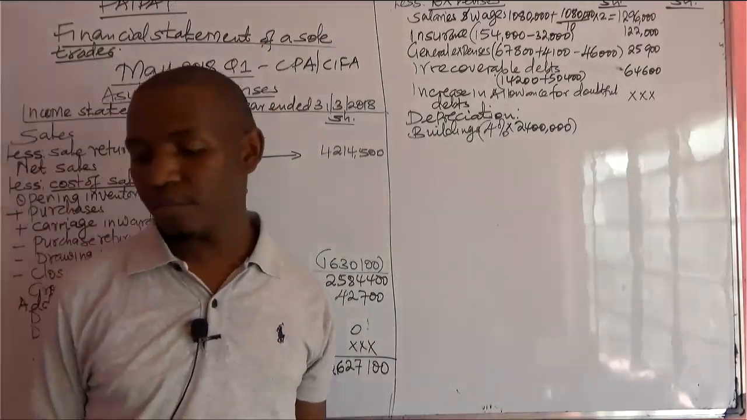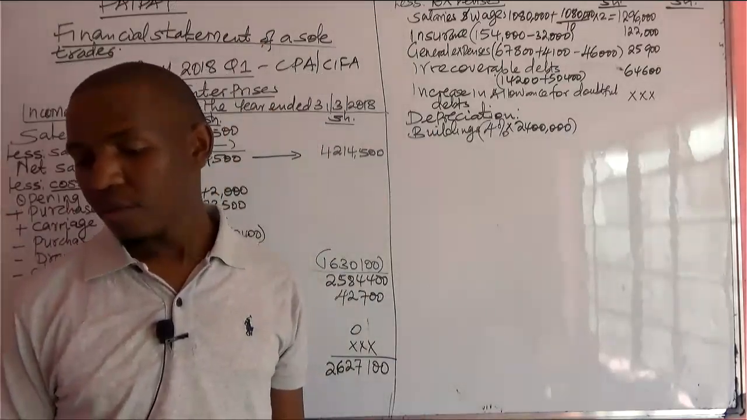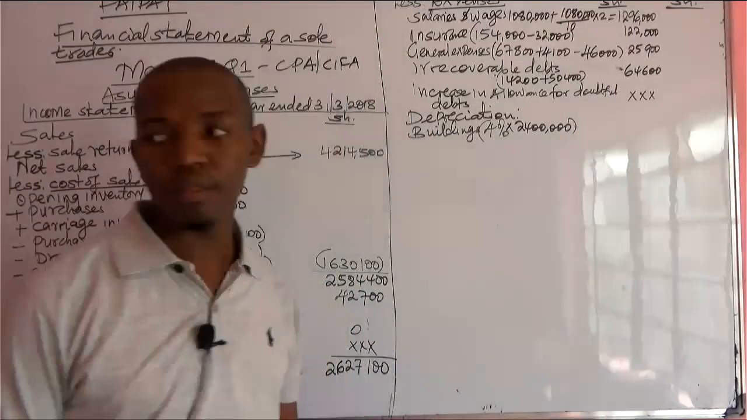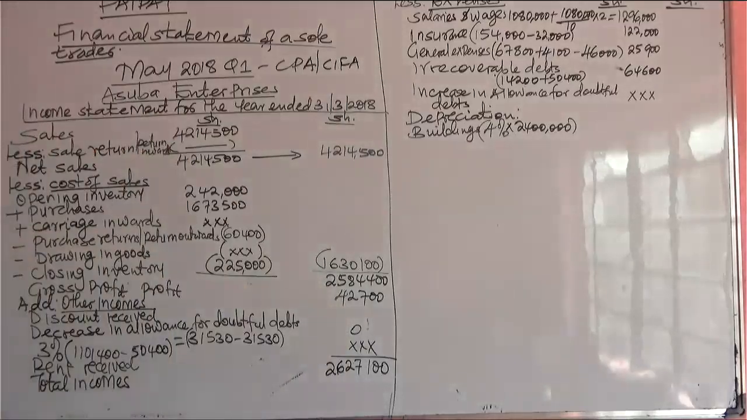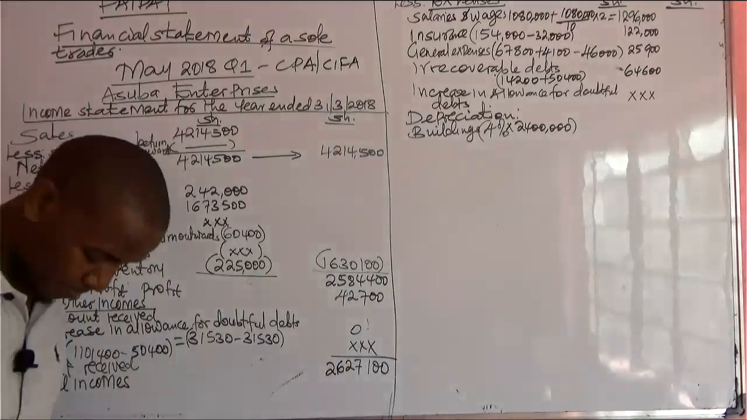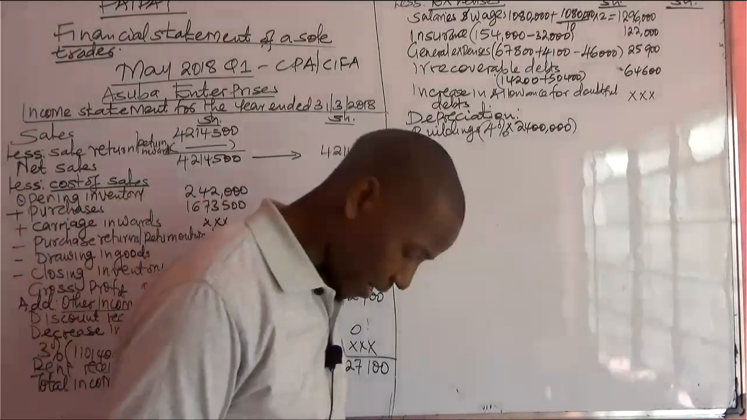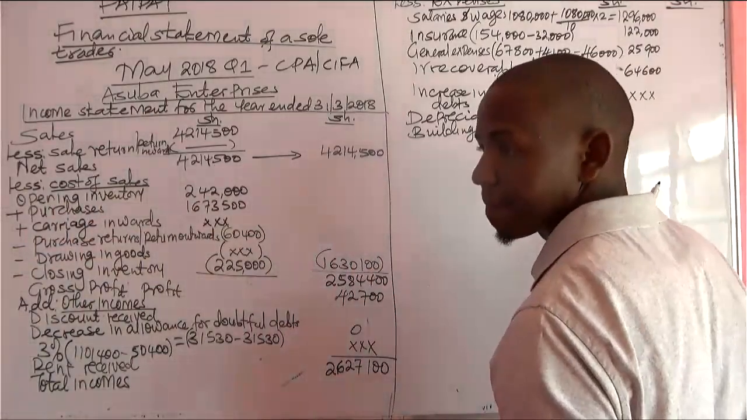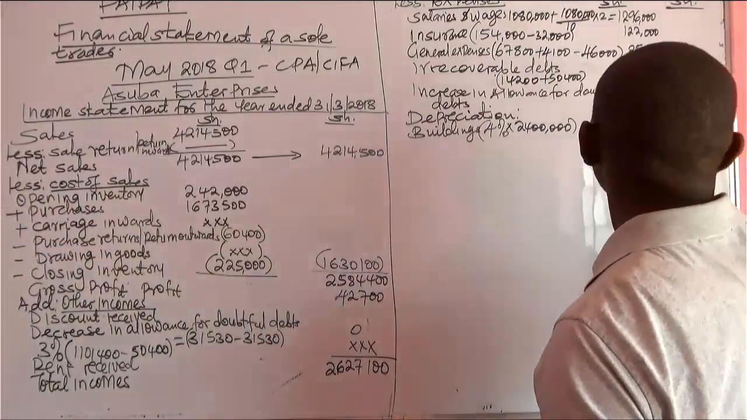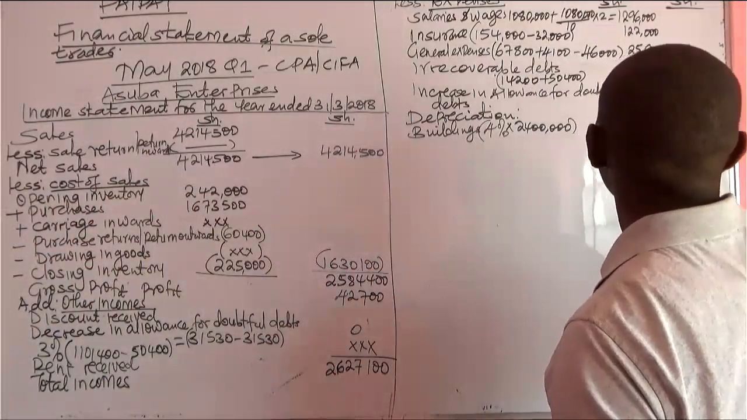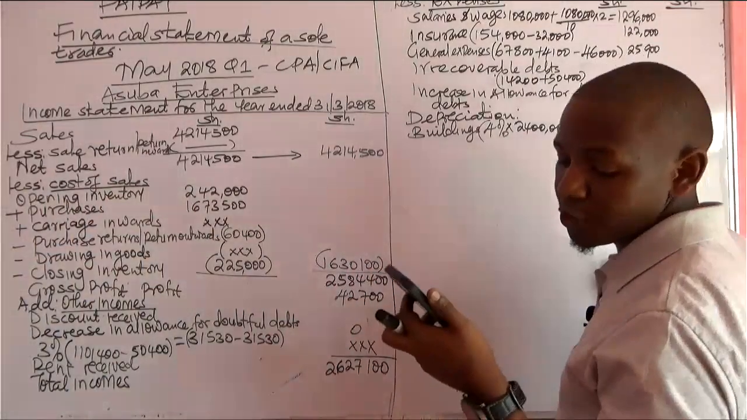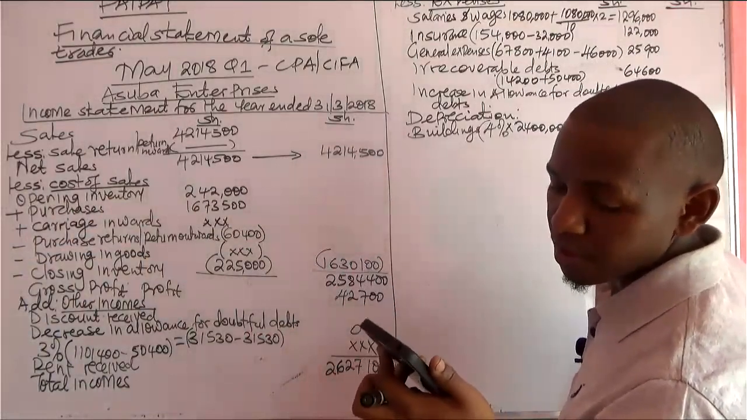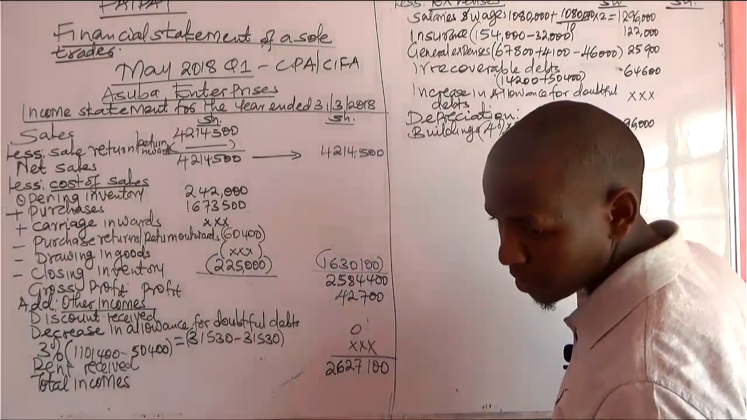That means the remainder is for the what? Buildings, which in this case is how much? If you take that 4% of 2.4 million, inakupea ngapi? $96,000. That is when depreciation is on cost, that is what we call the straight line method. Yeah, the straight line method of depreciation.